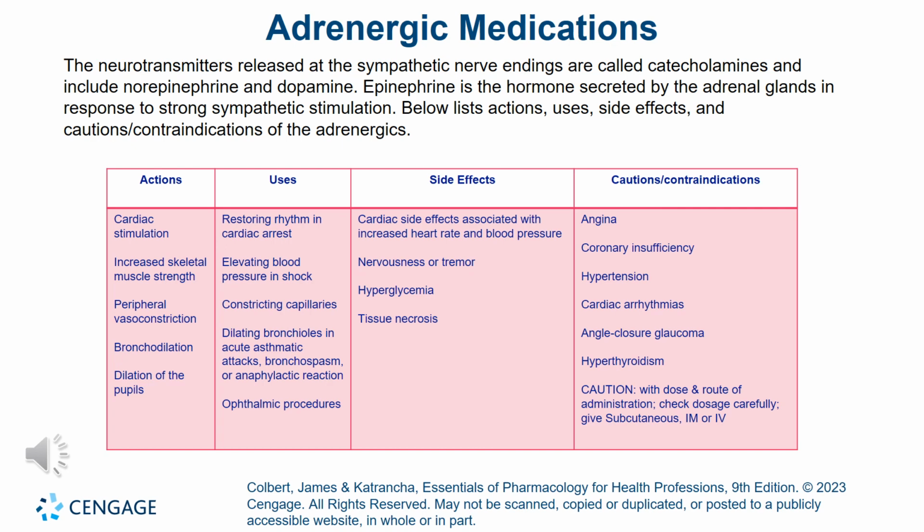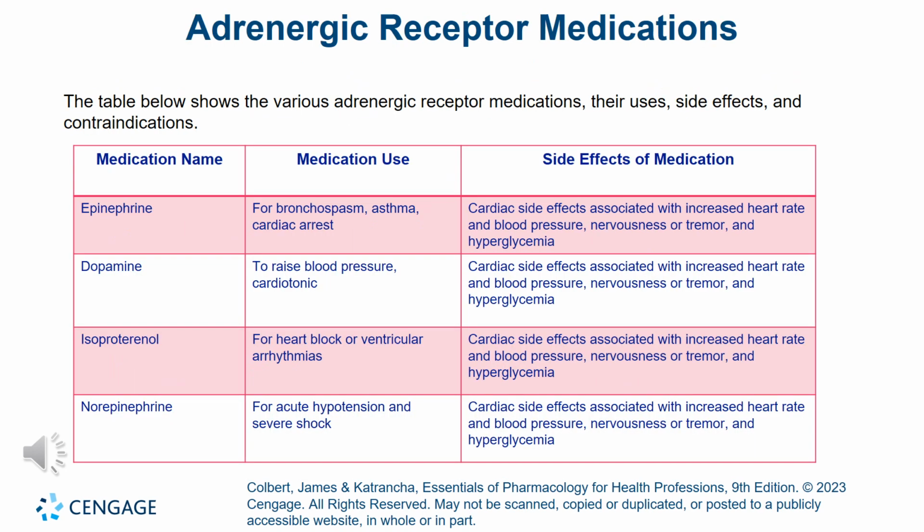A caution with dose and route of administration. You want to definitely check your dosage carefully, and these should be given sub-Q, IM, or IV, which is intravenous. This table, which is Table 13.2 in your ebook, lists the representative adrenergic medications, their uses, side effects, and contraindications. Medication name, epinephrine. This is injected. It can be like the EpiPen.